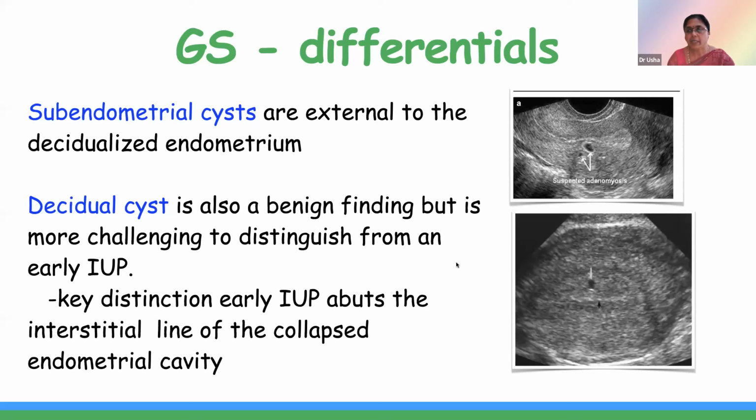And of course, whenever we have a doubt, we know the gestational sac keeps growing at least 1 millimeter per day. So if you call them back after 2 or 3 days, we will know that the gestational sac grows, but these subendometrial cysts or the decidual cysts will remain the same.